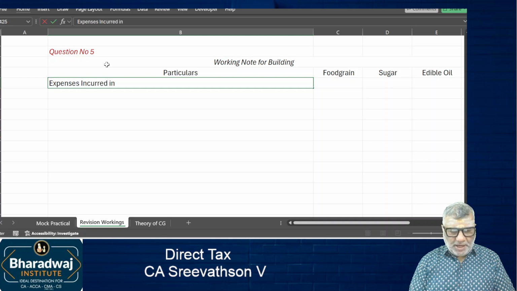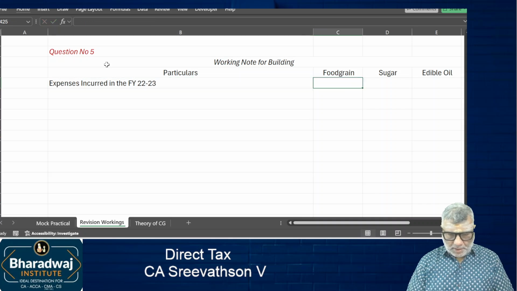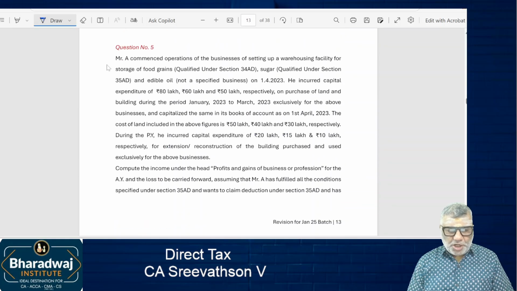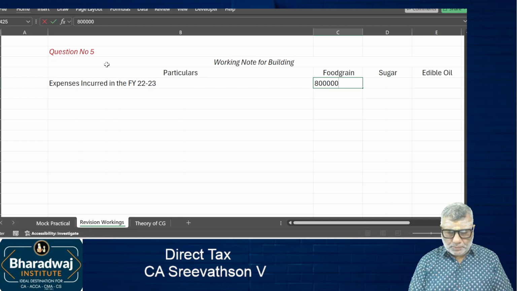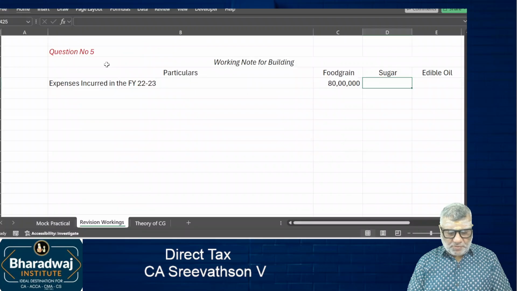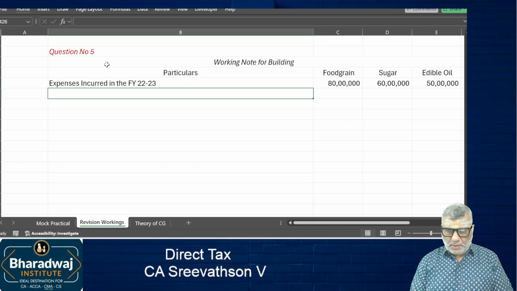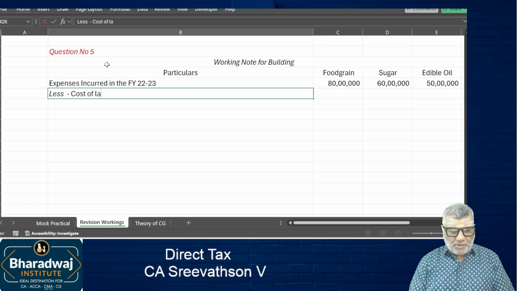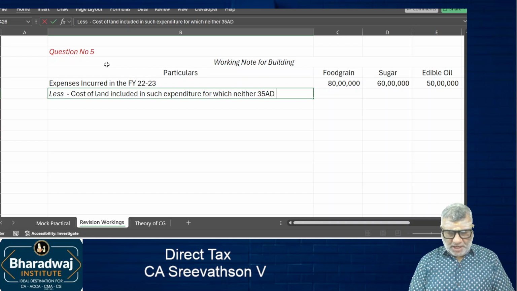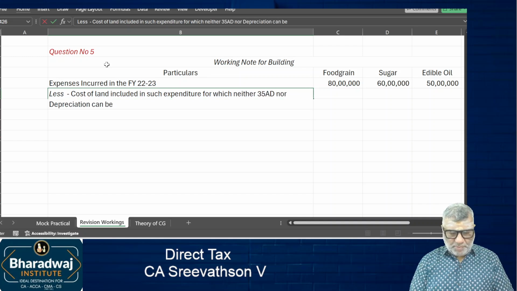Expenses incurred in the financial year 22-23: 80 lakhs, 60, 50. Less: cost of land included in such expenditure for which neither 35 AD nor depreciation can be claimed.